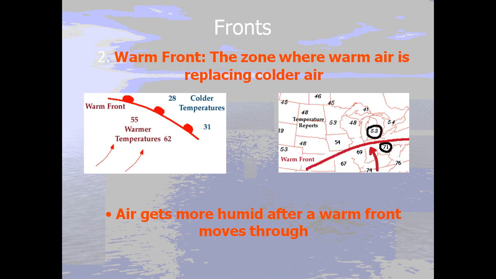And notice the line with the red half circles. Anywhere you have a warm front, the temperature is actually going to increase. So if you look at where it's a 71 circled on the right image, and then if you look above that where it's 53, that 53 temperature is actually going to increase during a warm front.